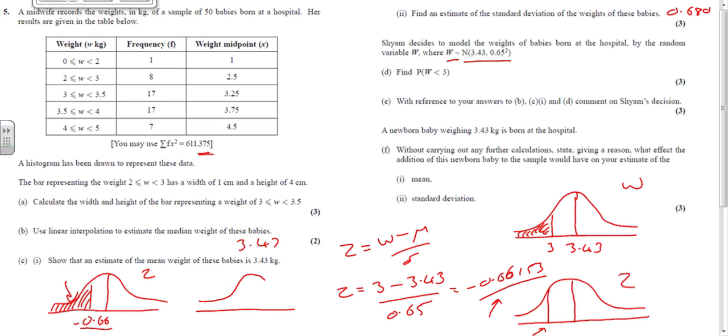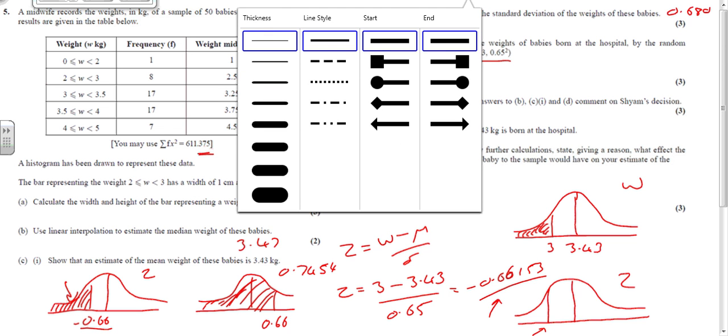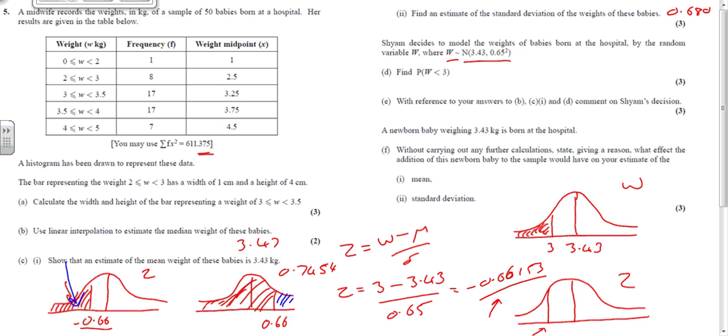So if we then use symmetry, 0.66, that 0.7454 is this area here, the probability that's less than 0.66. But this area here that we're looking for is going to be the same as this here because of the symmetry. Minus 0.66 is the same as 0.66. So this area here is going to be the same as this area here. So the way we work out this area here is we do 1 take away this 0.7454. And if we do that, we get 0.2546.